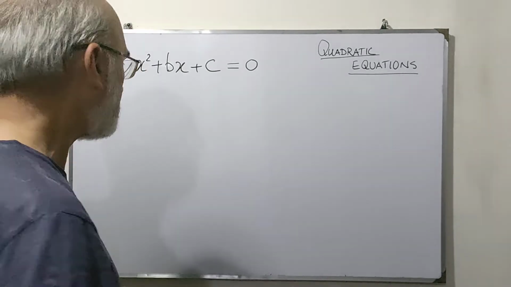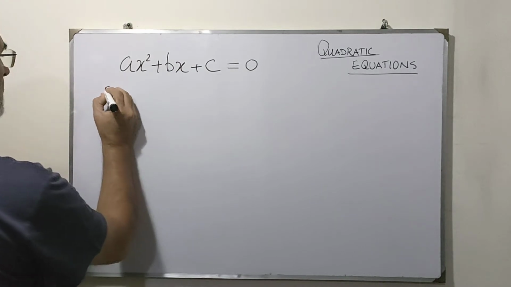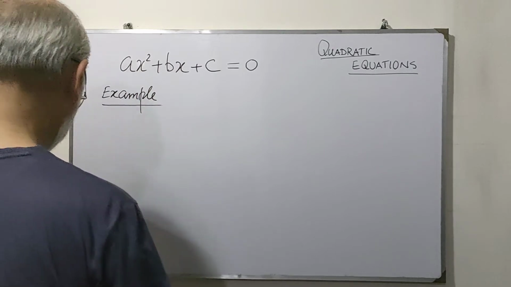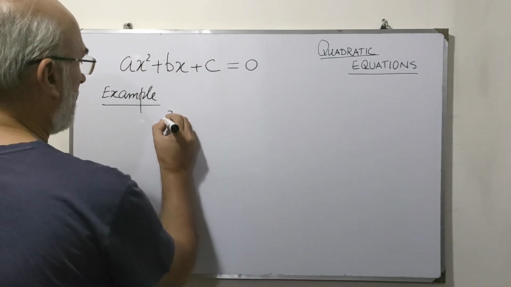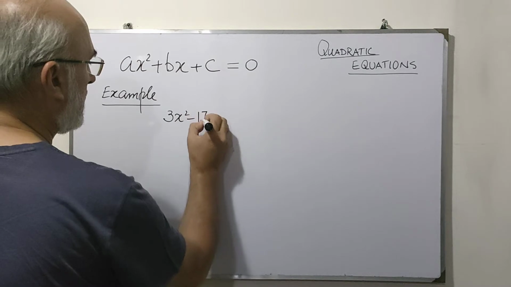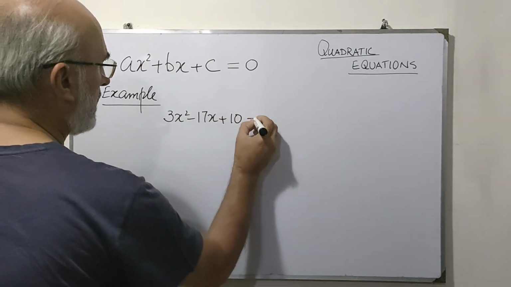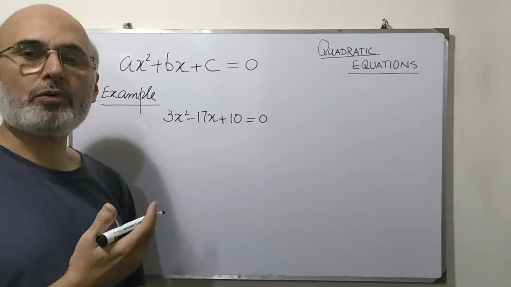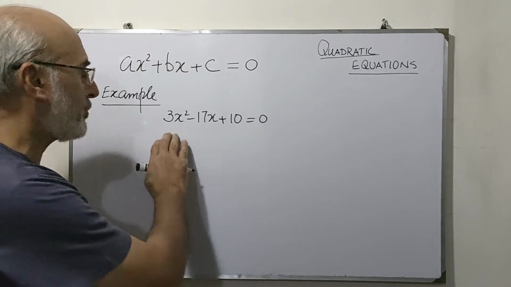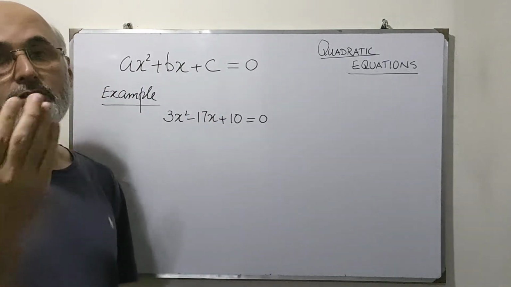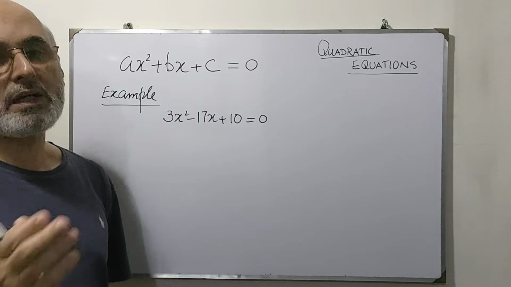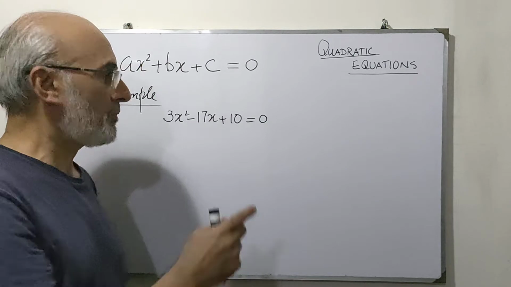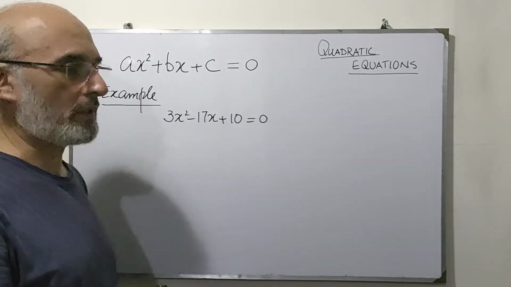So let's do that. So the first example, 3x square minus 17x plus 10 equals 0. Okay, now as we have done before in the previous chapter, we have to factorize it using midterm breaking method. But what's going to happen? After we have the factors, we have this equality sign too. So let's see what happens.